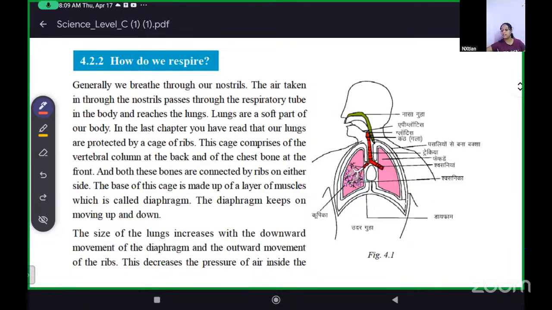Remember, in the last chapter we saw the vertebral column, which is a part of the backbone in the back, and in the front there are chest bones, and both these bones are connected by ribs on either side. The base of this cage is made up of a layer of muscles which is called the diaphragm. Okay, this is the diaphragm. The diaphragm keeps on moving up and down. When we inhale and exhale, the diaphragm moves up and down. This is why our abdomen rises and falls when we sleep, because it's the movement of the diaphragm that's taking place.